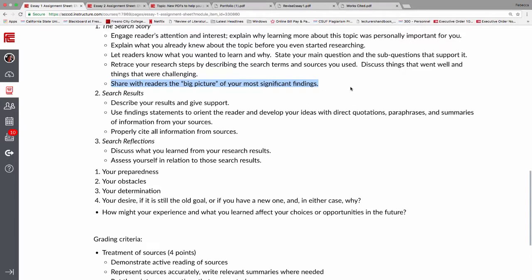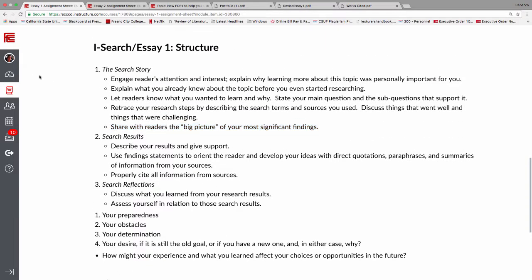Share with readers the big picture of your most significant findings. Why am I doing this structure in particular? Because this is the way that your science and social science papers will pretty much always be organized. If you write a lab report for a biology class, it's going to have this structure.